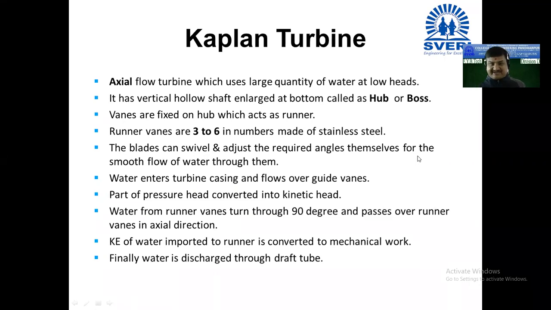So vanes are fixed on the hub, which acts as the runner. There are some vanes, and such vanes are fixed on the hub, which acts as the runner. Runner vanes are 3 to 6 in number, made of stainless steel.